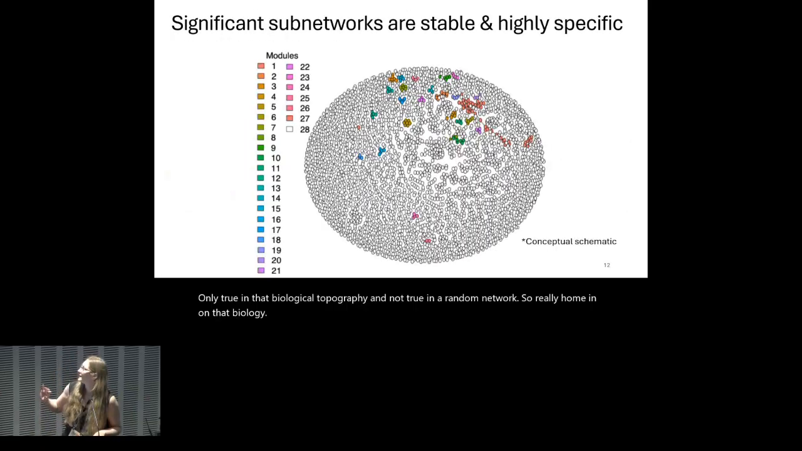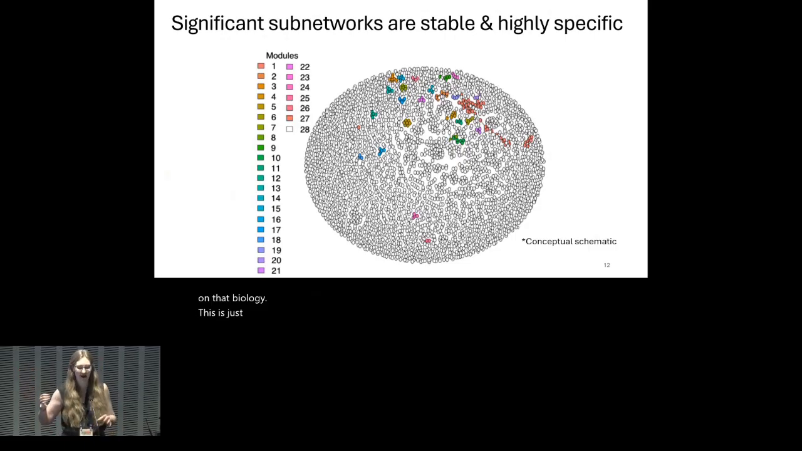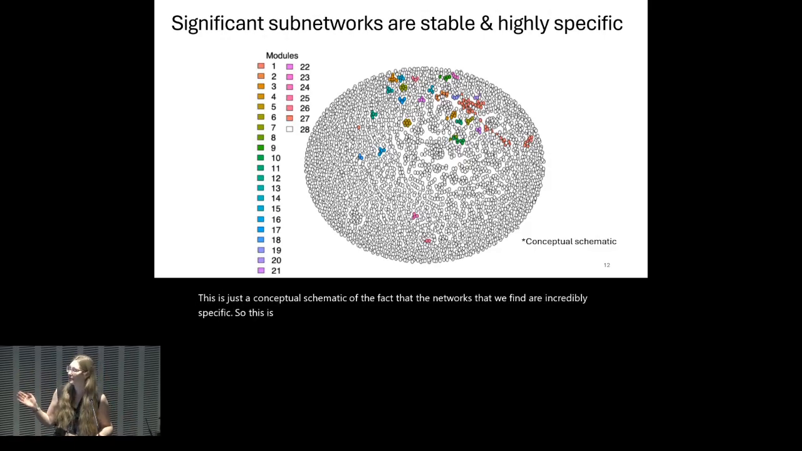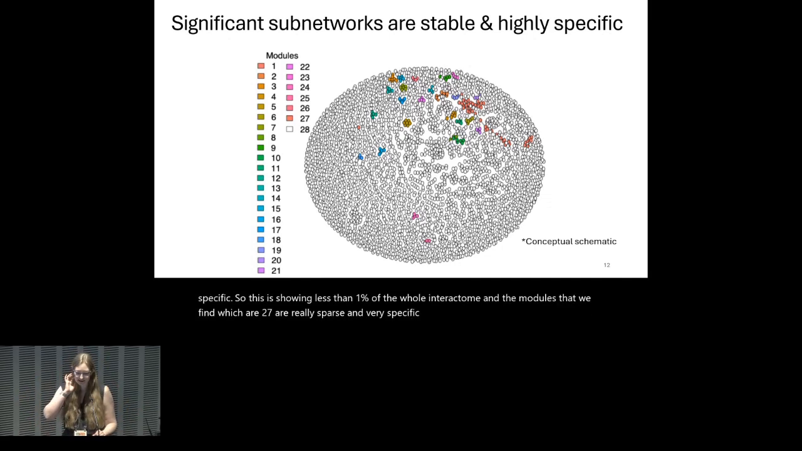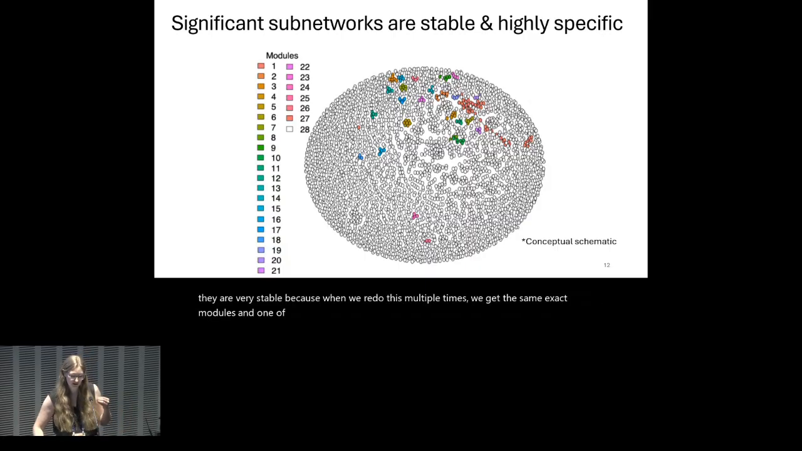This is just a conceptual schematic of the fact that the networks that we find are incredibly specific. So this is showing less than 1% of the whole interactome, and the modules that we find, which are 27, are really sparse and very specific to our task. And I also wanted to mention they are very stable because when we redo this multiple times, we get the same exact modules.